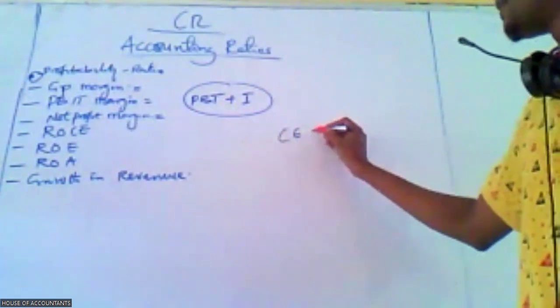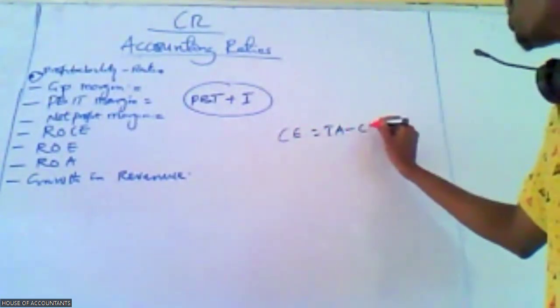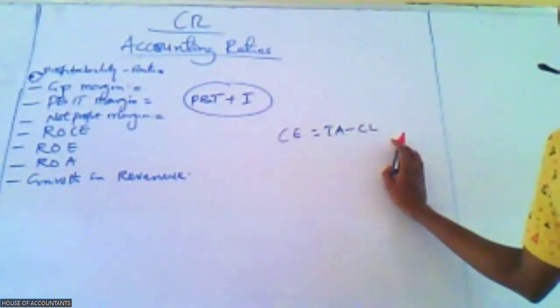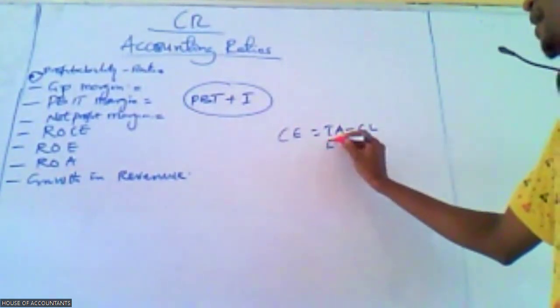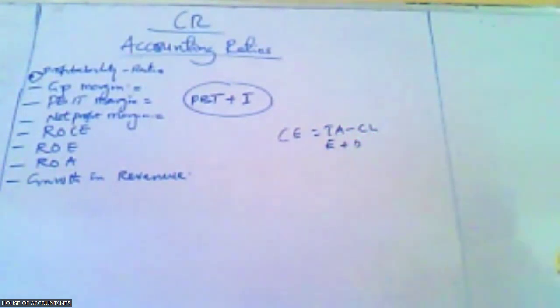Capital employed is the same thing as total assets minus current liability, or it can be equity plus debt. Equity plus debt. Are we good to go?